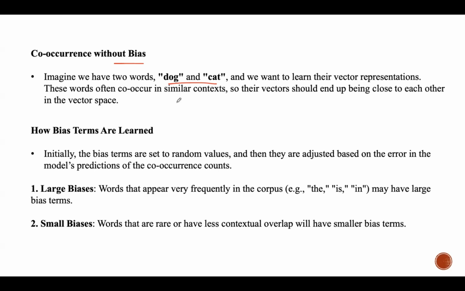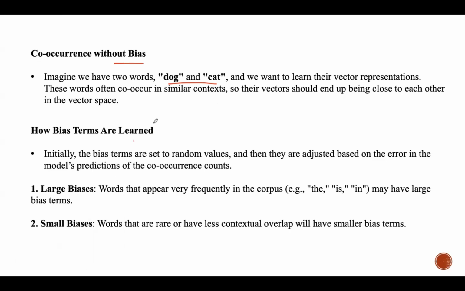Say, if you take words like the, and, or even dog in some domains, they occur more often than rarer terms. So, if there is no bias term, it may cause overfitting to frequent words and underfitting to rare words, since the model doesn't have a mechanism to adjust for their global frequency.